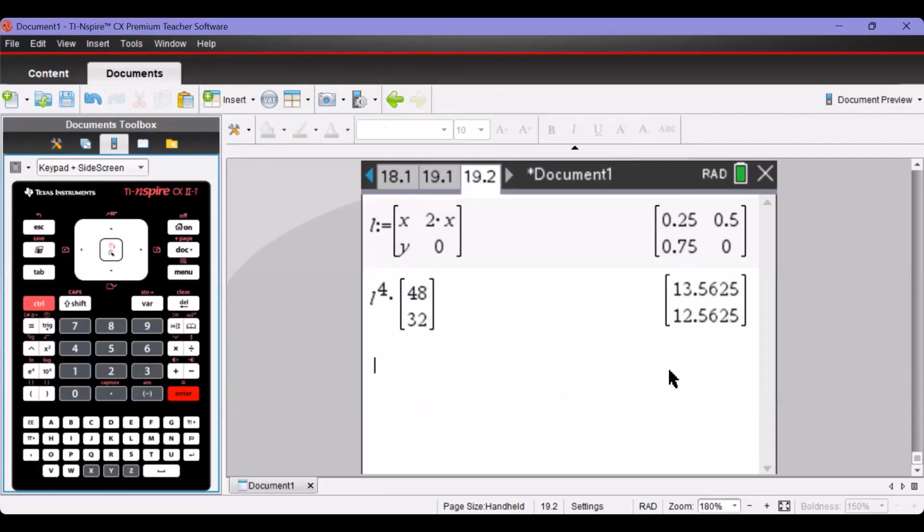and then to estimate the total number of females, what we need to do is just find the sum of those two elements. So it's even quicker probably just to type in sum and then open bracket, go up and grab that column matrix, press enter to bring it down to a new entry line. And so we get 26.125. So the estimated total number of females after 4 weeks is 26.